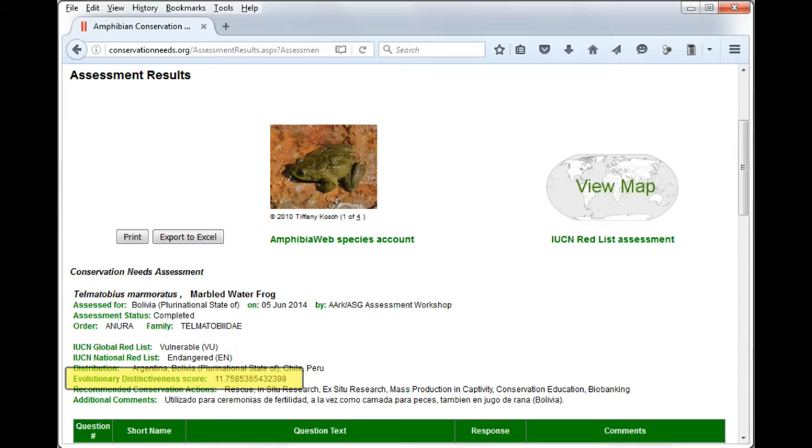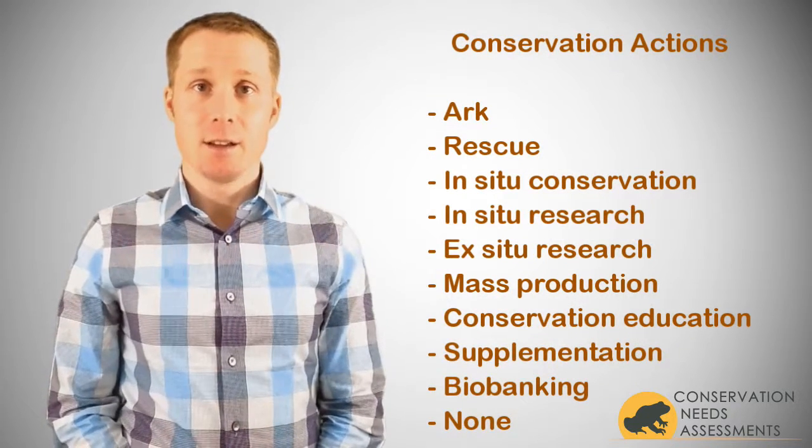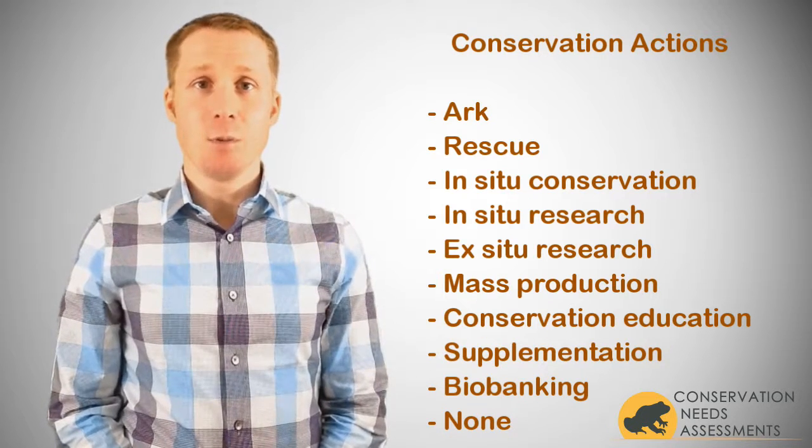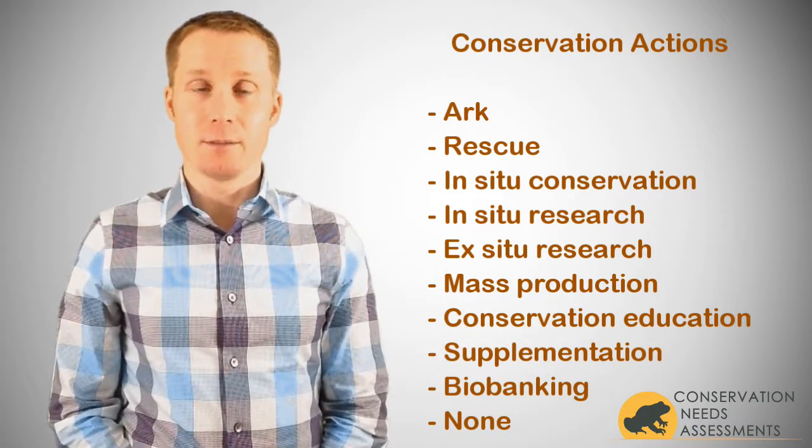The species edge score is shown, giving an indication of how evolutionarily distinct and globally endangered they are, and importantly, the recommended conservation actions that have been generated by the Conservation Needs Assessment. There are 10 different conservation actions, and each completed assessment will include one or more action. The assessment data are then shown.